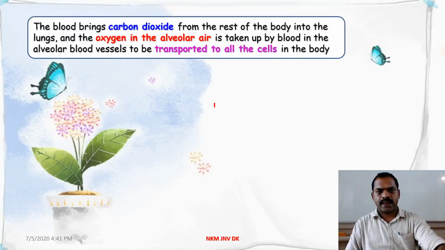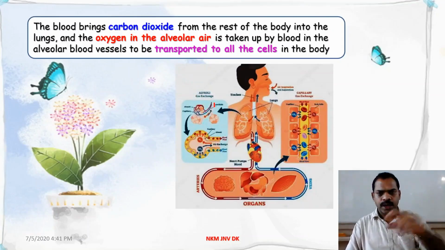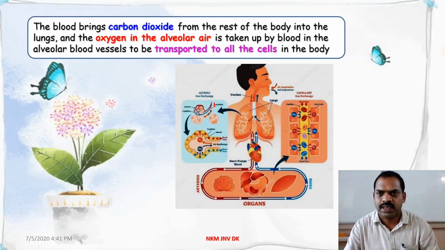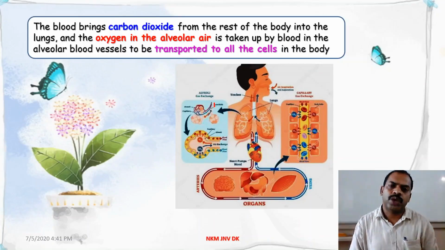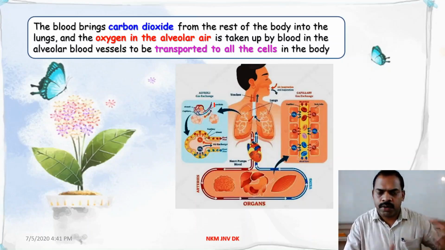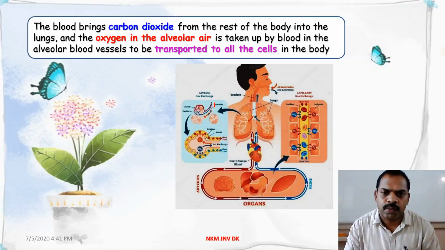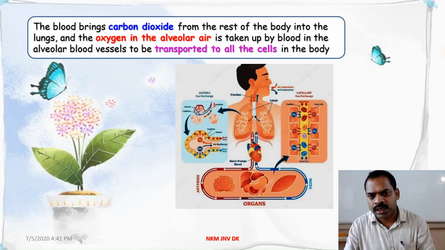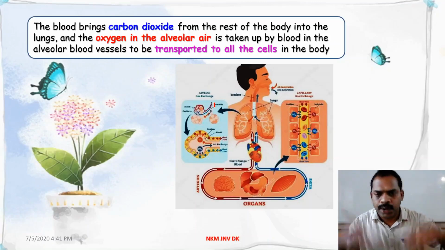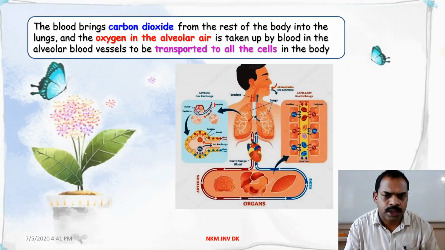Now, that is the role of blood. What? To bring the carbon dioxide. From where will they bring carbon dioxide? From the body. We just studied the mechanism of cellular respiration: using oxygen, breaking down glucose and releasing carbon dioxide. The body cannot keep the carbon dioxide. It is poisonous, so it has to be released out.